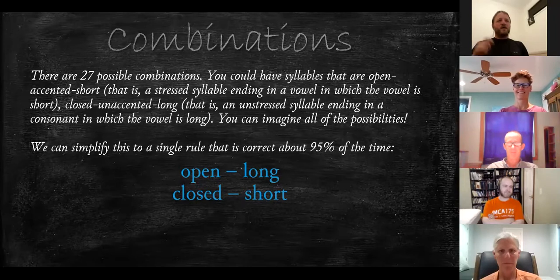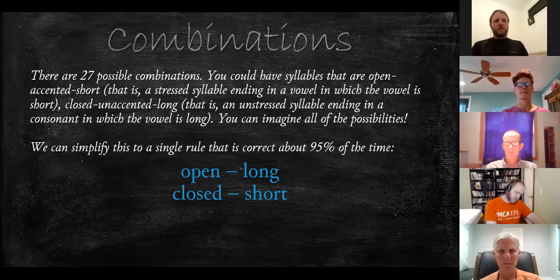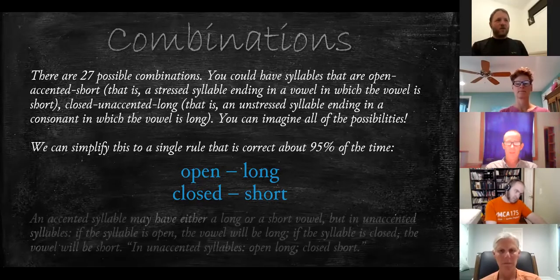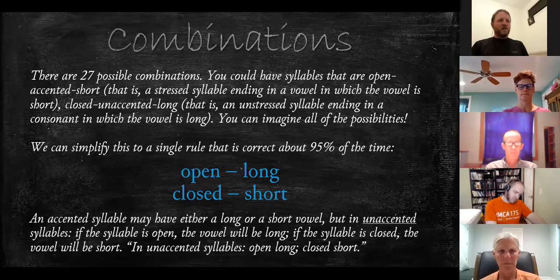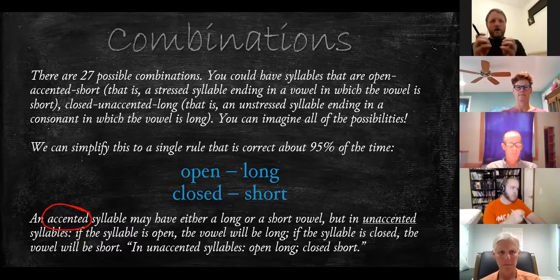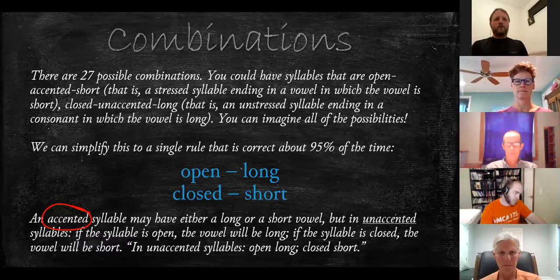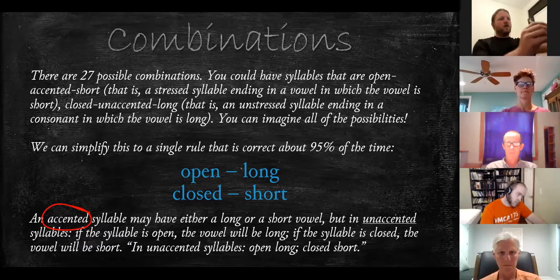And that rule is: in unaccented syllables, an open syllable has a long vowel and a closed syllable has a short vowel. Just remember, open long, closed short. That's our rule of thumb, and it's what Webb mentioned earlier. So this is it spelled out. Unaccented syllable, that is our only condition. What does that mean? For an accented syllable, we don't have a rule. An accented syllable could be short, but most of the time it will be long. So it may have either a long or short vowel if it's accented.